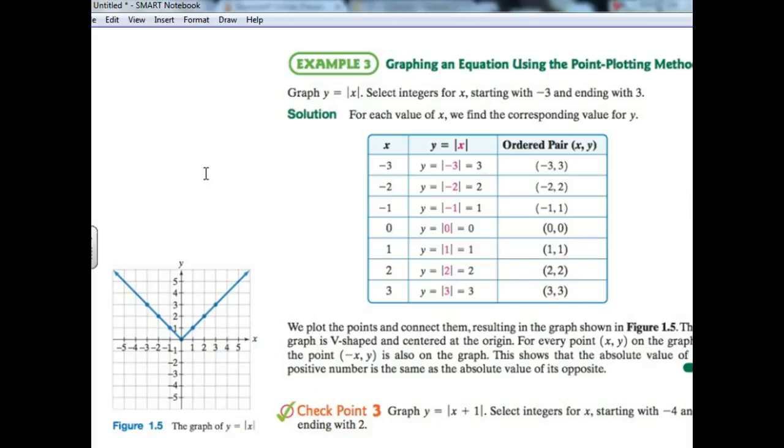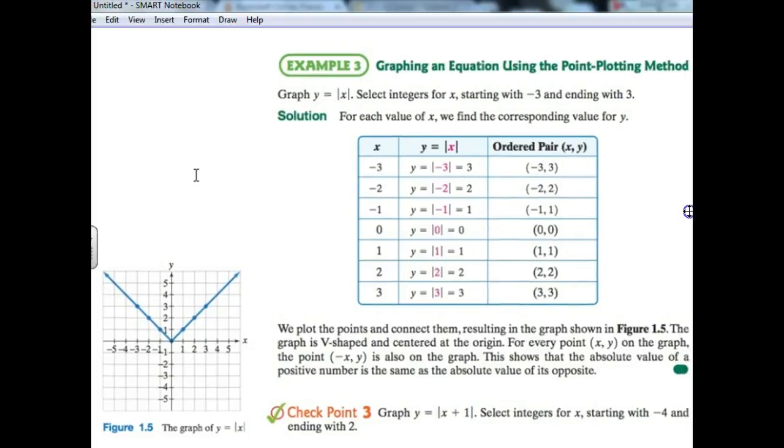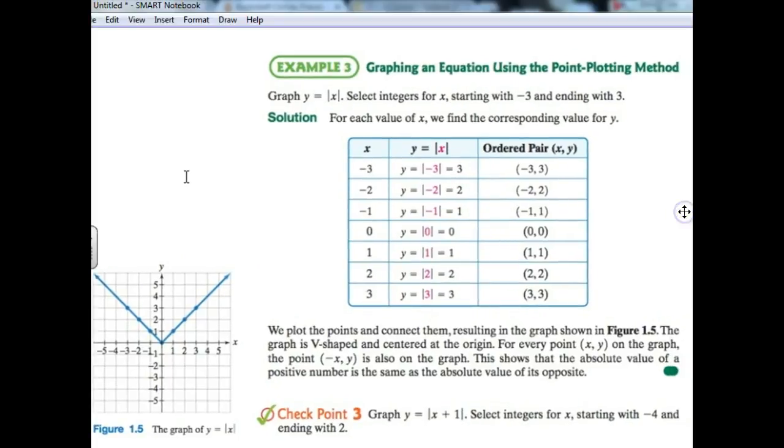Hello, we are looking at example 3 found in lesson 1-1 of your pre-calculus textbook. This is pretty basic, but it's talking about using graphing technique to do what's called the point plotting method.